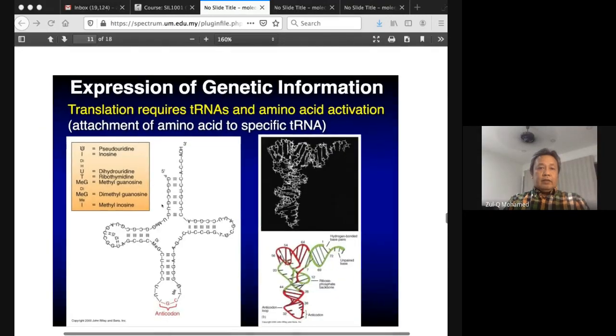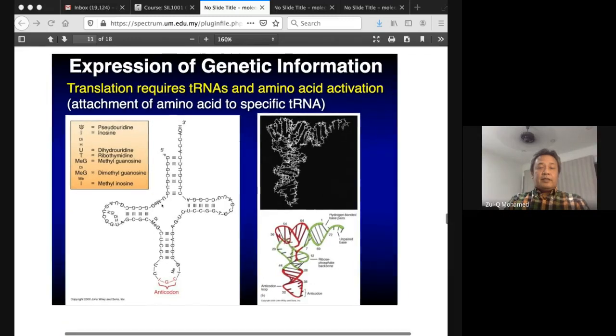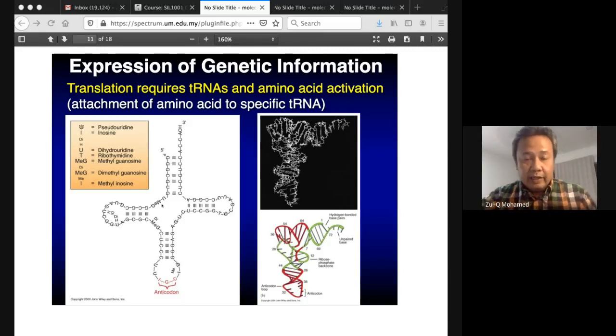Okay, special characteristics of the tRNA: it has special bases. By that I mean you normally have the A, G, C's, and U's, but for the tRNA, they have special bases. Look at here again. You have the I, which is the inosine. You have the Psi. You have the DHU, which is dihydrouridine, and ribothymidine. So these are special bases, which are characteristics of the tRNA molecule.